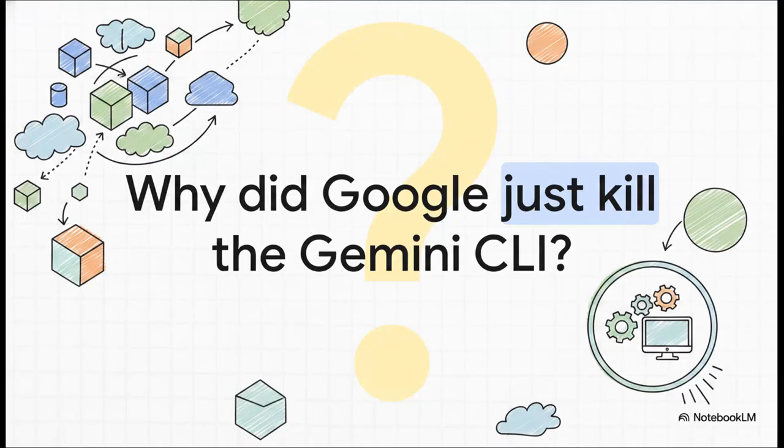So the immediate, obvious question here is, why on earth did Google just kill the Gemini CLI? I mean, it was popular, it worked, so why scrap it? Well, digging into the source material, a very specific strategy emerges. Basically, when Google kills a generalized tool, it's because they're making way for something hyper-specialized.